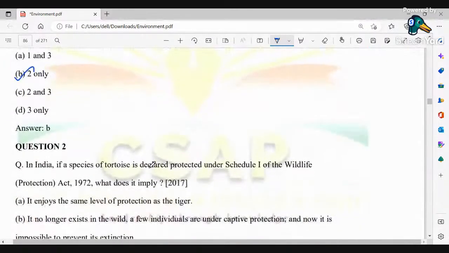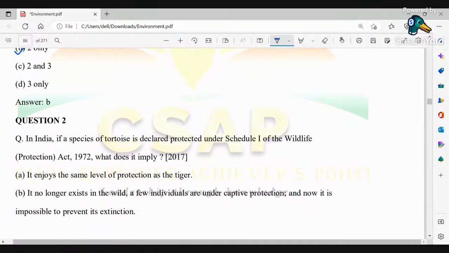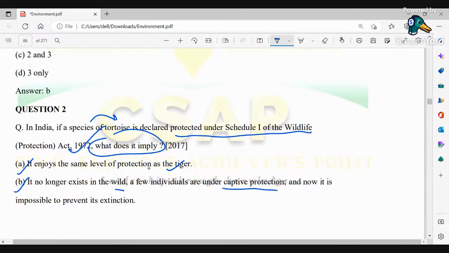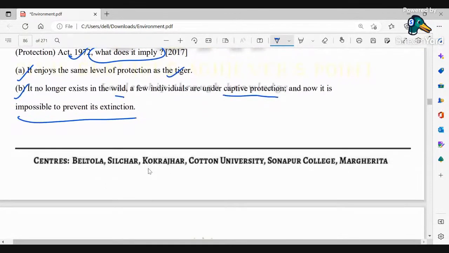Okay, next question number 2. If in India a species of tortoise is declared protected under Schedule 1 of the Wildlife Protection Act of 1972, what does it imply? It enjoys the same level of protection as the tiger. It no longer exists in the wild. Few individuals are under captive protection, and now it is impossible to prevent its extinction. C.